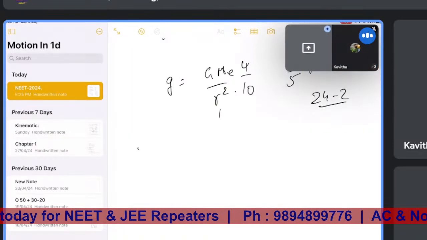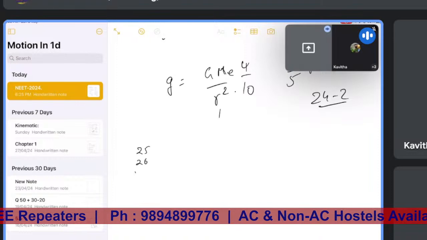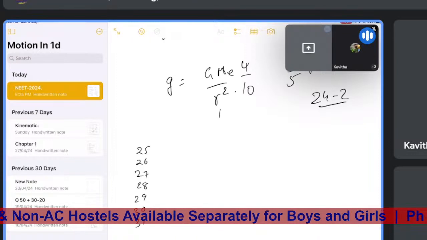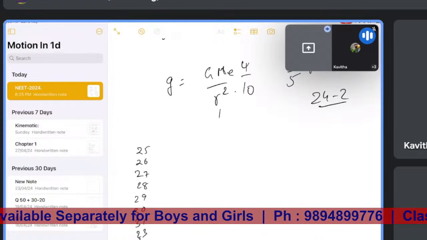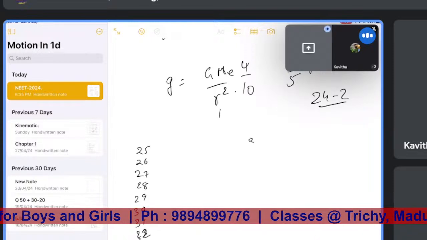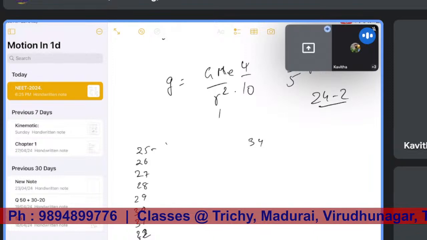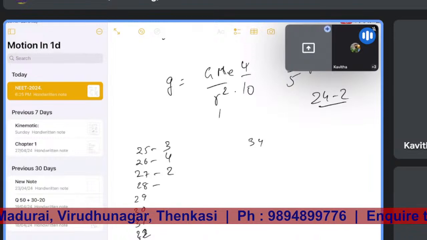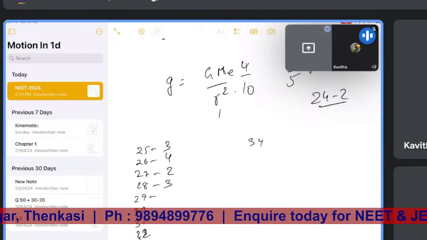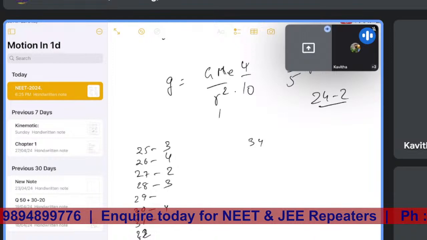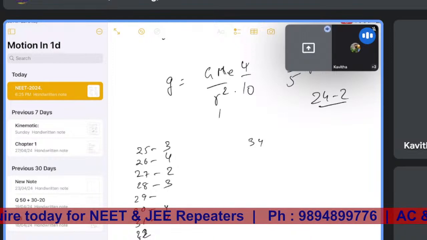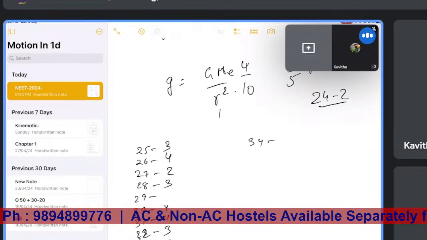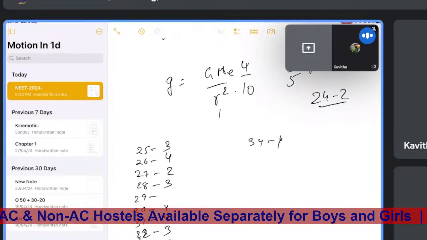From question number 25, 26, 27, 28, 29, 30, 31, 32, 33 and 34. Question number 25, the answer option is 3. Question number 26, it is 4. 27, it is 2. 28, it is 3. 29, I'll just tell you. 30 is 4. 31 is 4 again. 32 is 3. And 33 is 2. And 34 is 4. So let's quickly go through these questions.